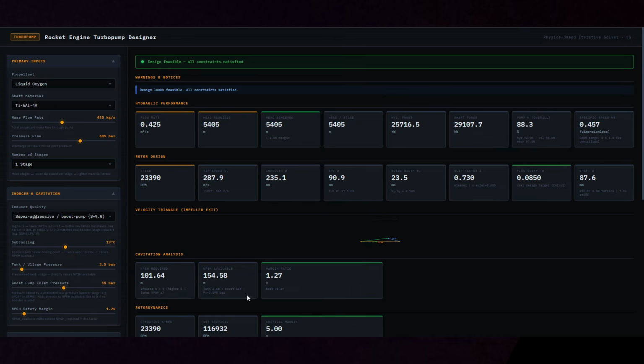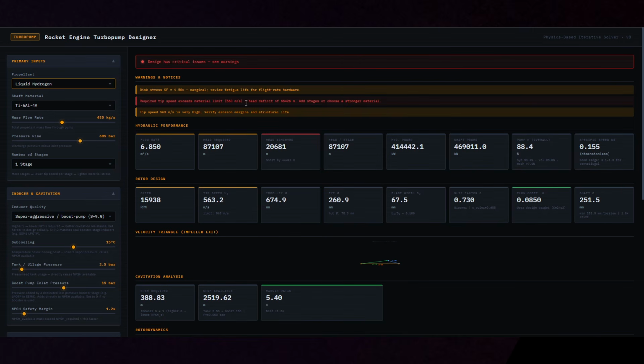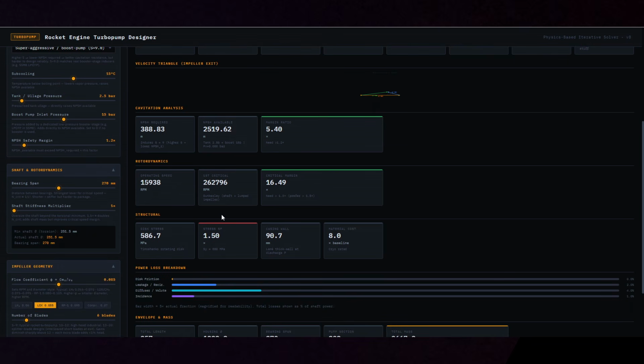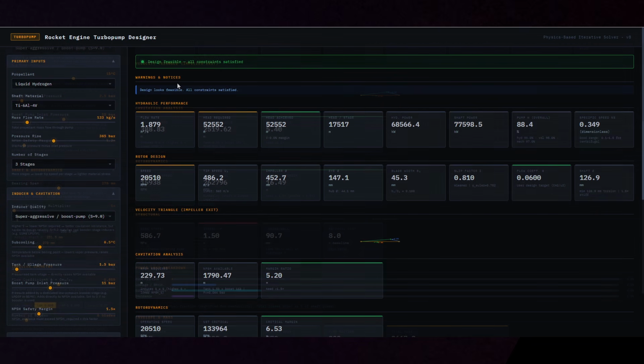Subcooling also helps the margin here. The cavitation risk is the main thing that could cause problems, so you might find if you fiddle around with this that other things cause problems too. It depends on what you're using. Like hydrogen, now we've got a new thing going on. Required tip speed exceeds material limit. Okay, and so now we've got a structural problem.